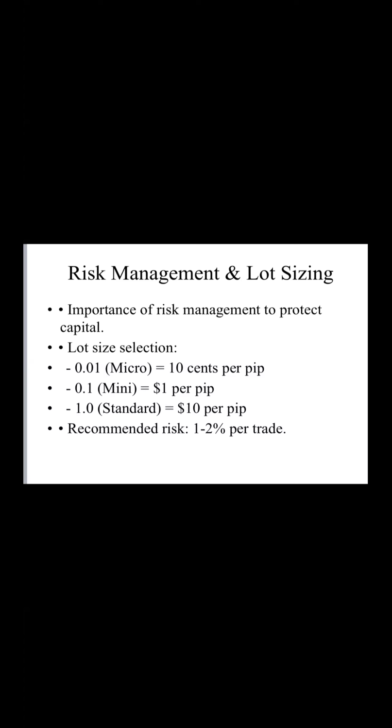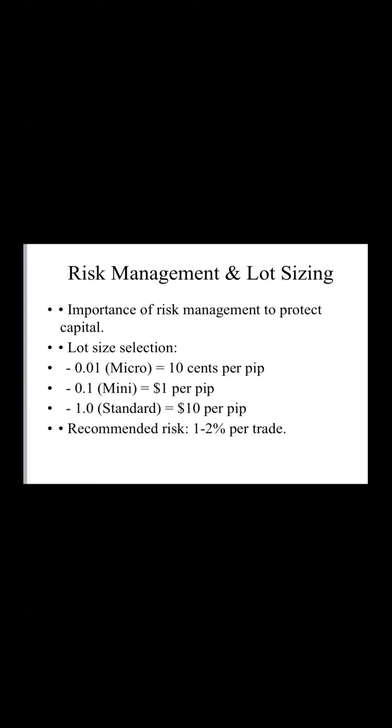For a micro account, which is the 0.01 I talked about, 10 cents per pip. For a mini account, 0.1, each movement gives you $1. That is why I said with 0.1, 10 pips is like 100 points. Do you understand? So it means that 0.1, if it moves 100 points, it means $100. So 1 point alone is already $1, 2 points, $2. Just like that.